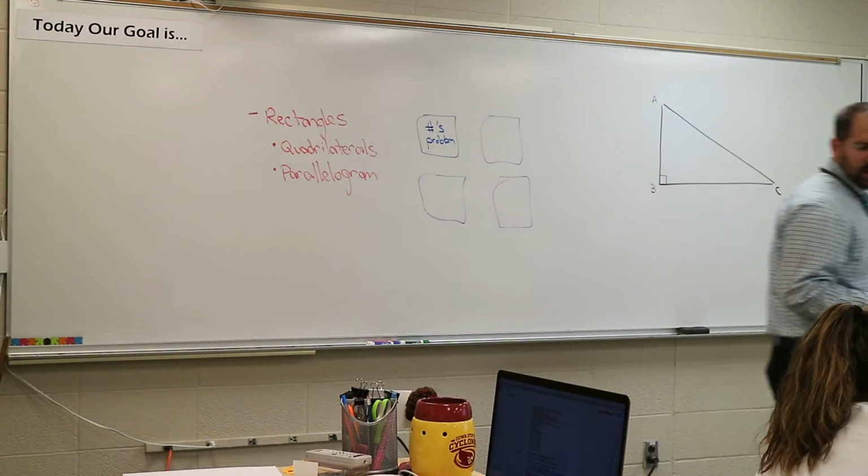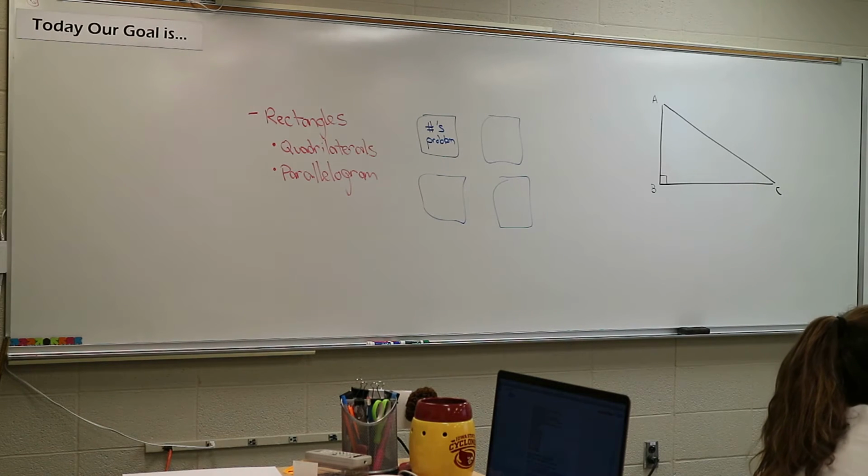Orange should have enough time for the right triangle. You have it labeled ABC, correct? Where the B is the right angle? Okay, so you're just finishing. Excellent. Now, here's what I'd like you to do.